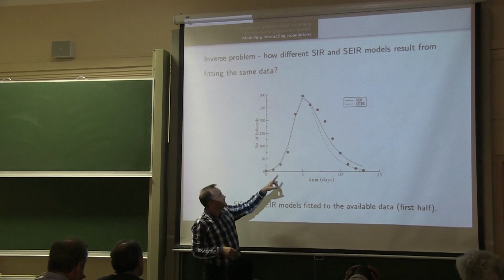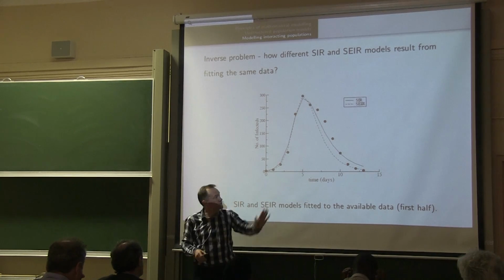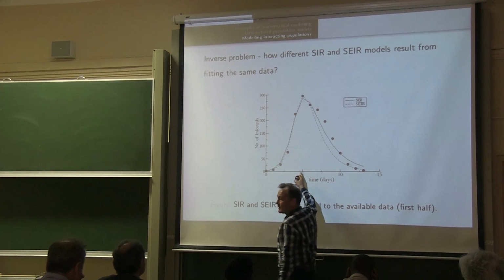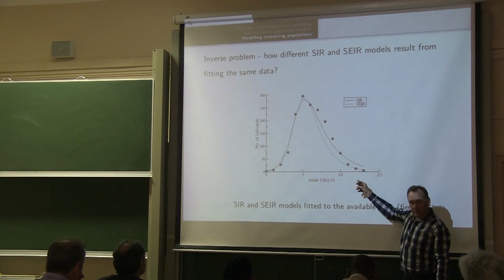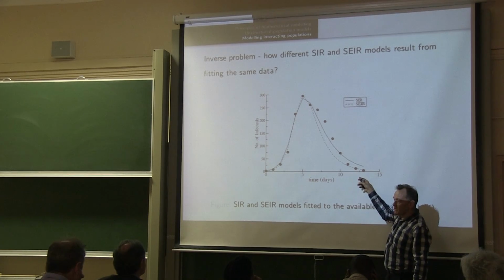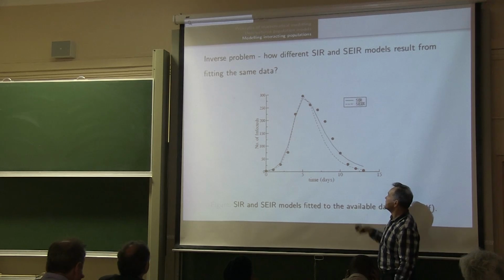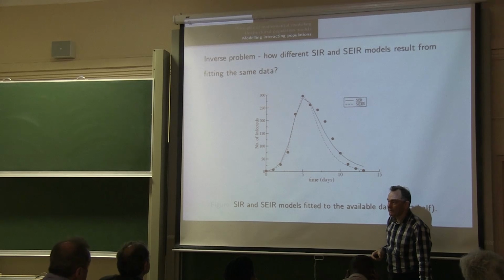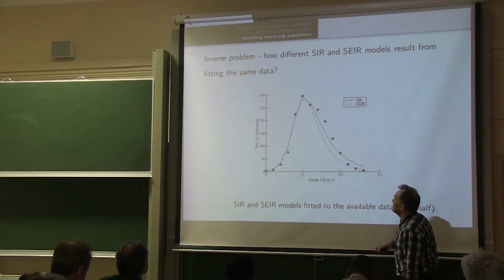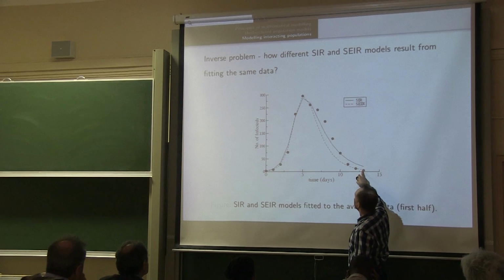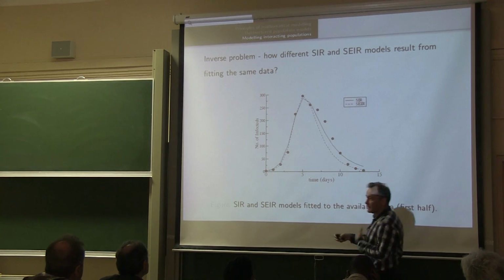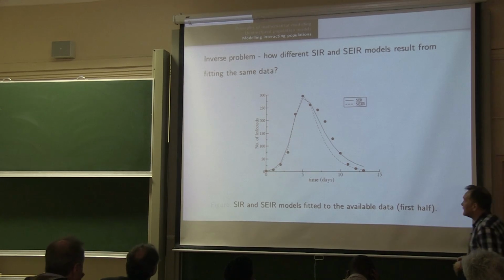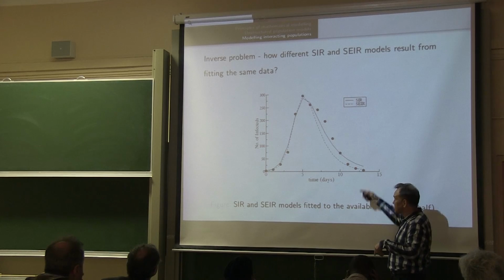They actually fit both models for the first half of the data, so up to 5, and then look at the forward prediction of this fitting. And you can see that both models give more or less the same type of description. SEIR is better at the end, SIR is slightly better in the second part. Okay? I was not able to repeat these calculations.